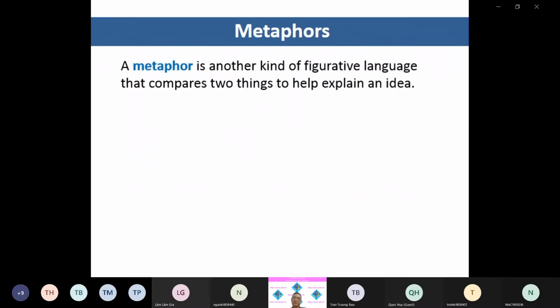Metaphors. A metaphor is another kind of figurative language that speakers and writers use to compare two things in order to help illustrate an idea. Read the following example of a metaphor. How is a metaphor different from a simile? The stars were sparkling diamonds in the night sky.